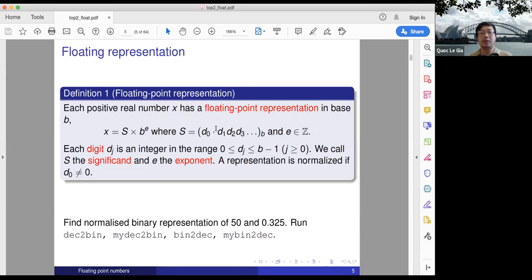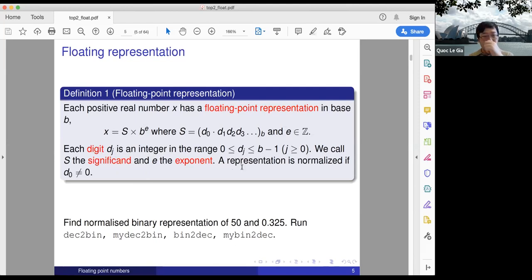Okay, and now we have some names. The digits in this form, D0 is 1. The digits, we call it the significand. Okay, so this is the terminology. And E is just the exponent, right? And the representation is normalized if the first digit is non-zero. Okay, so what is D0 in our case?